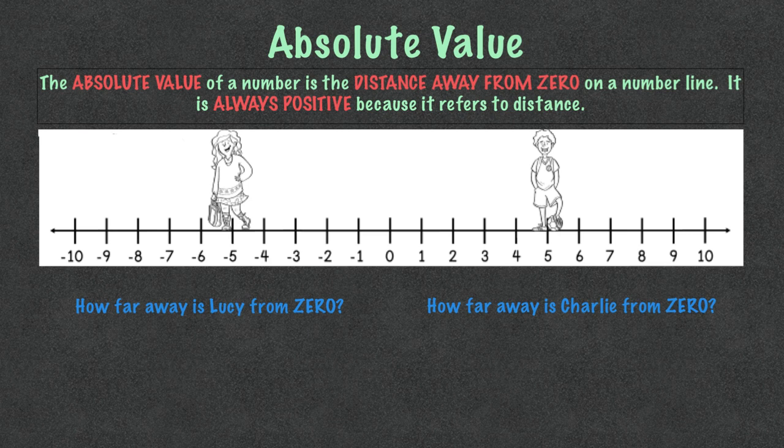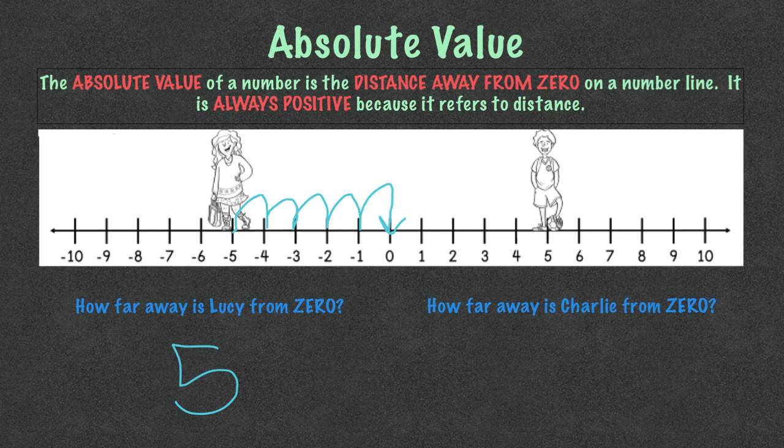We have Lucy and Charlie. So I want you to look at the number line. Lucy's on the left at -5, and Charlie's on the right at 5. How far away is Lucy from 0? So if we count, Lucy is at -5. 1, 2, 3, 4, 5. So Lucy is 5 jumps away from 0.